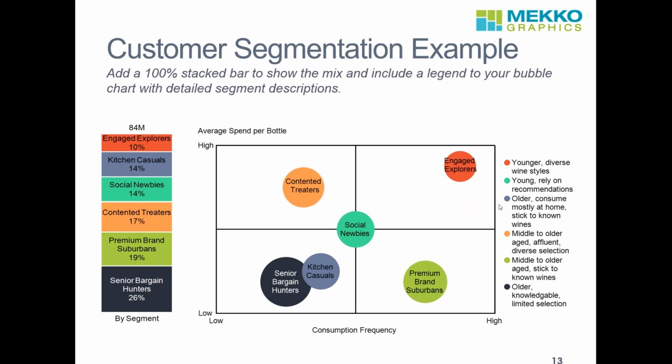And the nice thing about using the bubble here is you can have qualitative data as well as quantitative data. Here I've got consumption frequency and average spend, but I could also have perceived brand loyalty or something like that as my X or Y axis in this bubble chart.